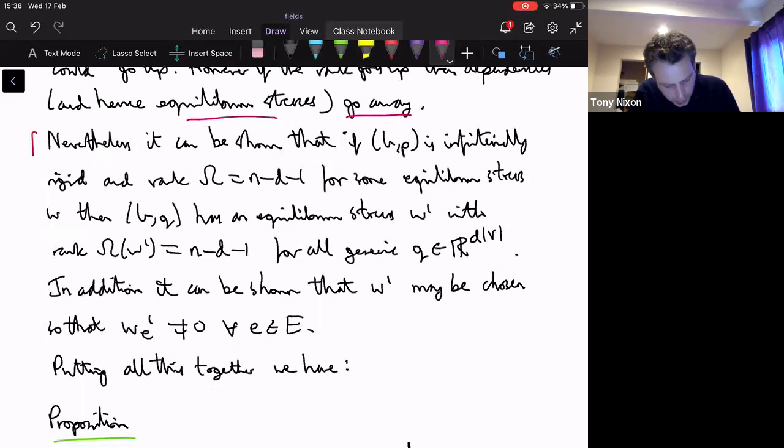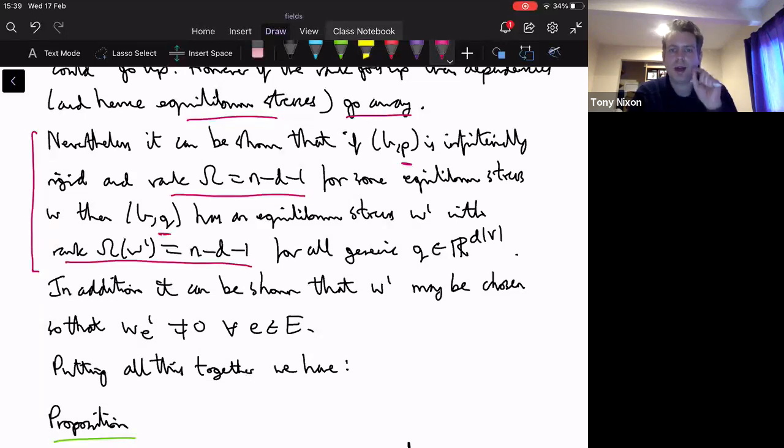But there's a result here that I think I should assign credit to Connolly and Whiteley, that if you have an infinitesimally rigid realization, not necessarily generic, and it has full rank, n minus d minus 1, then any generic framework at all would have an equilibrium stress with the full rank as well. So if you have an infinitesimally rigid realization, then you can perturb to a generic realization. In fact, you can go to any generic realization at all.